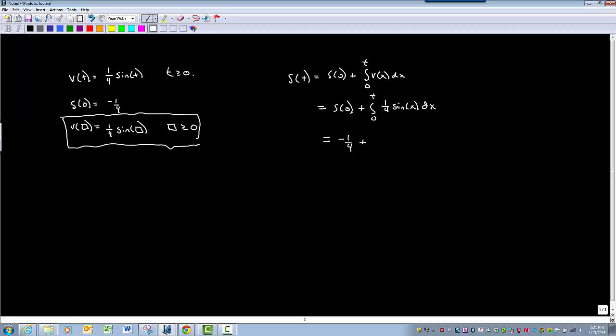Okay. Now here we need to find an antiderivative. So what I'm going to do is pull out the 1/4 because it's the coefficient. And when we have a coefficient out in front, we can go ahead and bring that out because it's like a scalar, right? So this is going to be sine x dx.